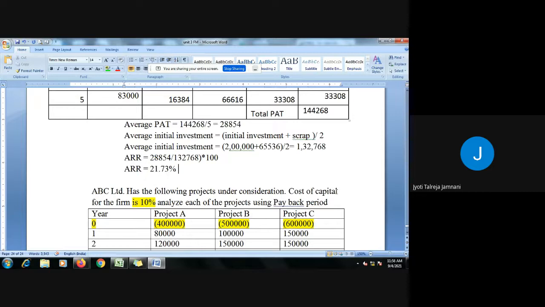Okay, the next method is the payback period. Ashwini is messaging constantly, ma'am, profitability index is not there in internals. No, it is not there, Ashwini. It's only the first two methods, that is NPV and IRR. Anybody else has any other doubts?